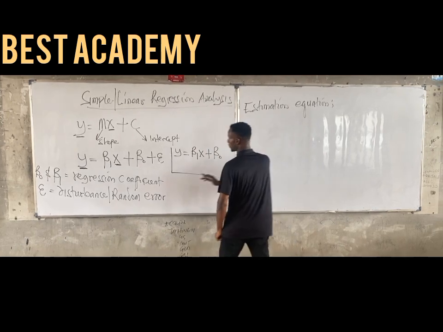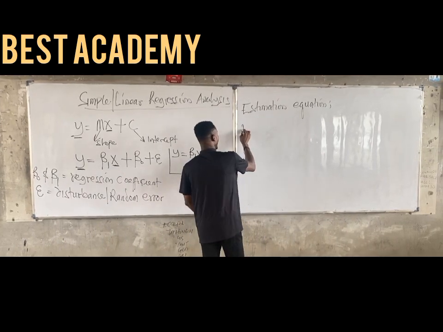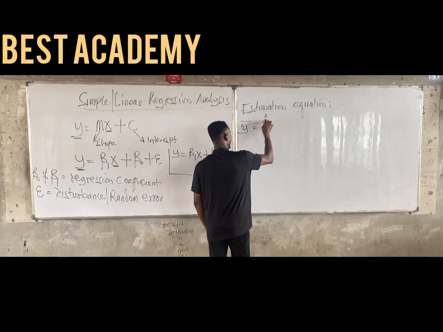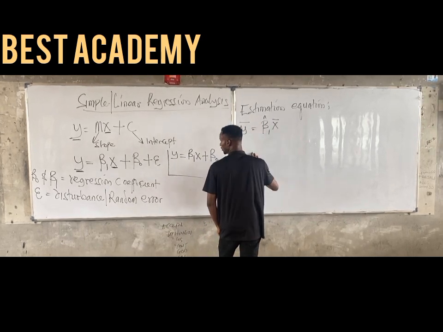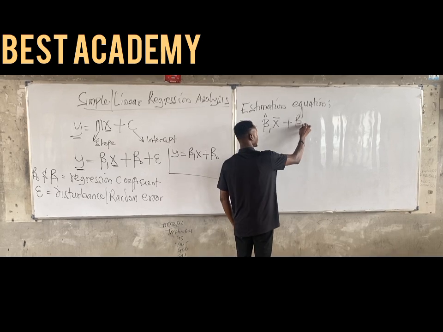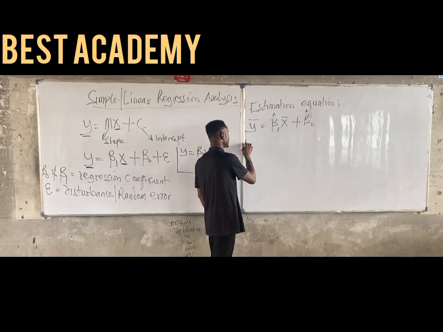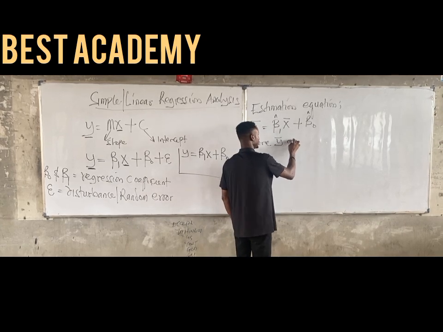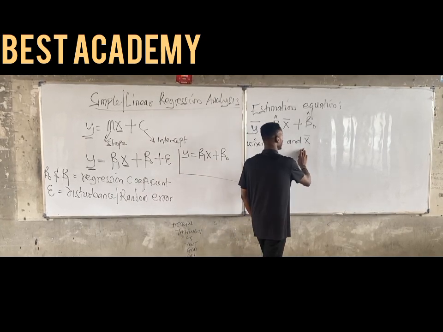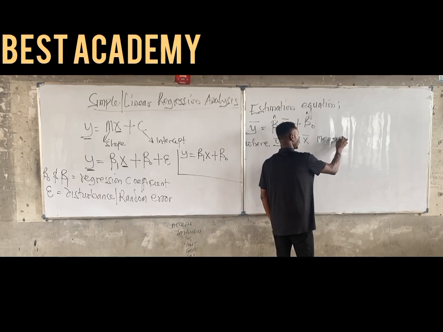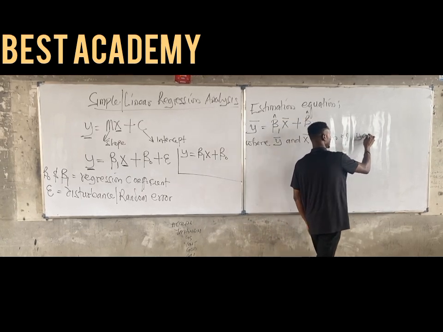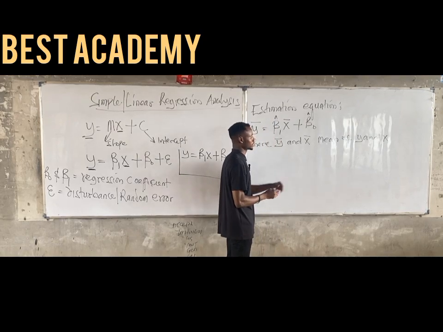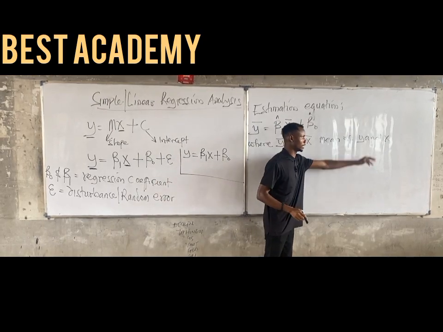The estimation equation is said to be, we are going to take it from this term here, that is y bar. y bar is equal to beta 1 hat x bar plus beta naught hat. Now, where y bar and x bar are said to be the mean of y and x. Please take note. So y bar and x bar are the mean of y and x. Please take note.